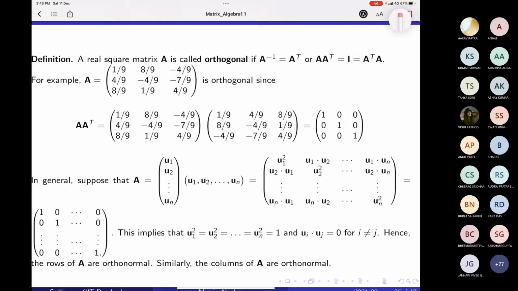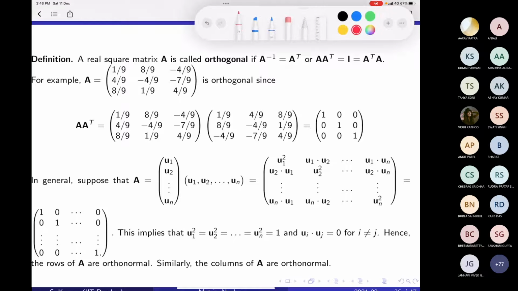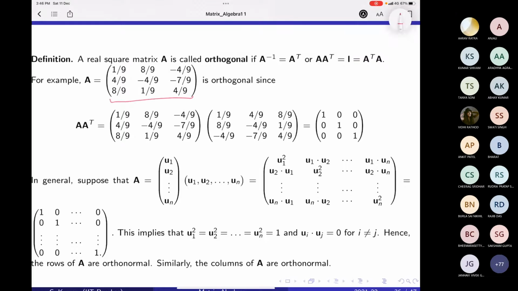And we have an example of the orthogonal matrix. So you have this matrix A. Now, first of all, you calculate A transpose. A transpose will be this. This is your first row. This first row will become the first column in A transpose. The second row of A will become the second column of A transpose. And the third row of A will become the third column of A transpose. Okay.